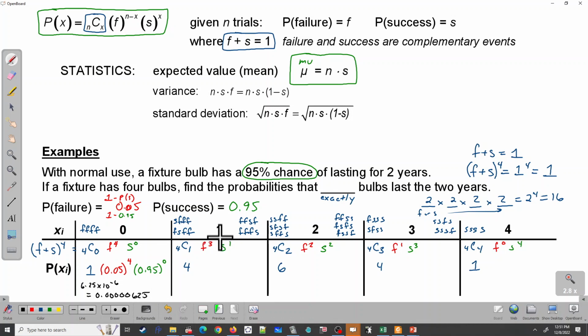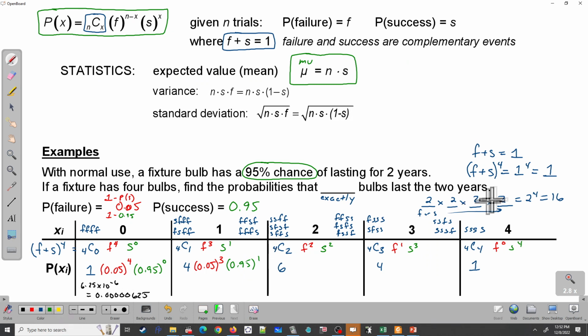Let's take a look at what happens when we do exactly 1 bulb. You'll see that in every one of these situations, I have this one, I have this one, I have this one, and this one, I always have failure being multiplied by itself 3 times. So let's go ahead and raise it to the 3rd power. I will also need to multiply by success, 0.95, but I only need to do that once.